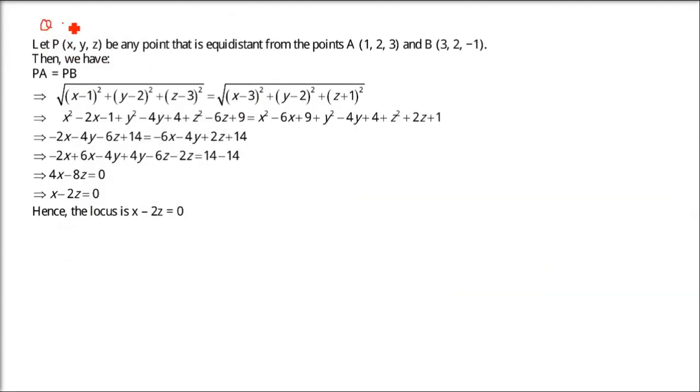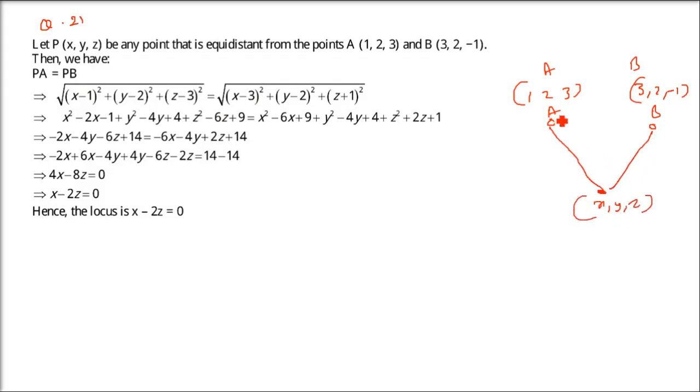This is question number 21. This is again an NCERT question. Find the locus of a point which is equidistant from the points 1, 2, 3 and 3, 2, minus 1. So you have 1, 2, 3 and you have 3, 2, minus 1. Now you have to find out any point P which is moving such that it is equidistant. See, these questions 21 to 24, all these few questions we have done, they are exactly the same.